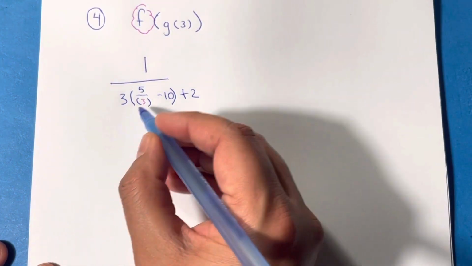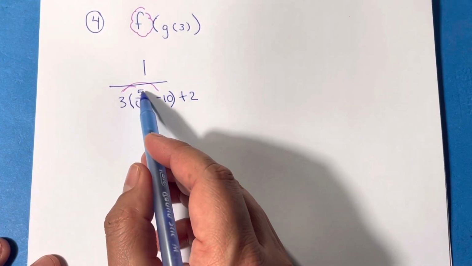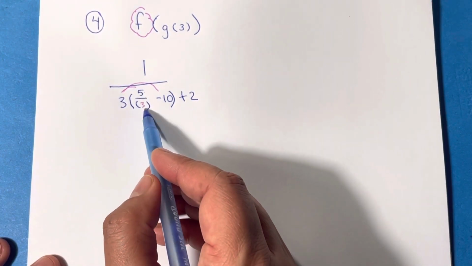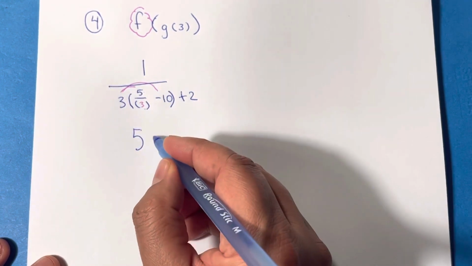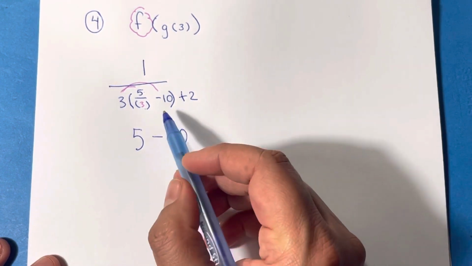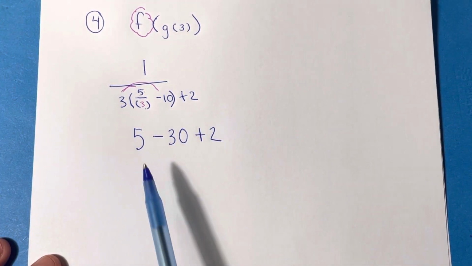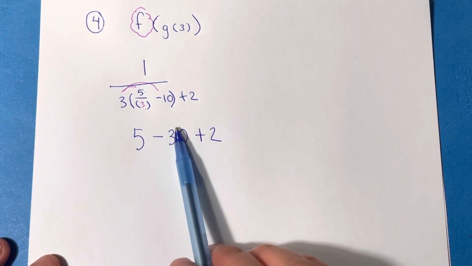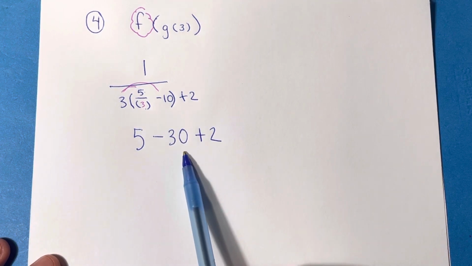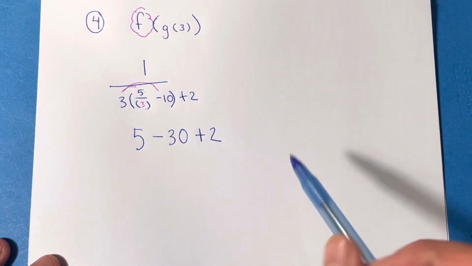Now we simplify. So do distributive property here. And we get 3 times 5, 15. 15 divided by 3 is 5. 3 times negative 10, negative 30. And this is outside of the parentheses, so you just bring it down. Now when we have 5 minus 30, that's negative 25. Remember that when the signs are different, you subtract and leave the greater sign, so negative 25. And then you owe 25, but you paid $2. That's negative 23.